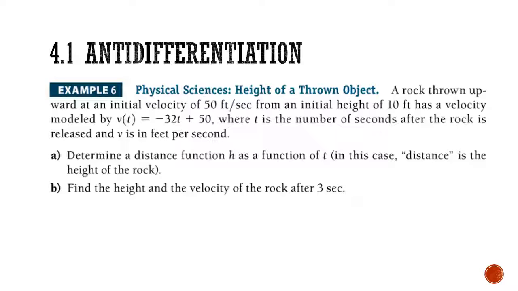and it has a velocity modeled by v of t equals -32t plus 50, where t is the number of seconds after the rock is released, and v is in feet per second. Determine the distance function h as a function of t. Let me remind you that velocity is the derivative of distance. Then find the height and the velocity after 3 seconds. So find A first. You have an initial condition here, and then find B. Pause the recording, give it a try, and resume to check your answer.